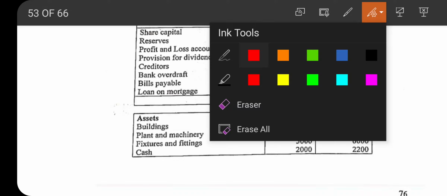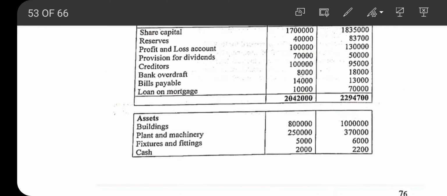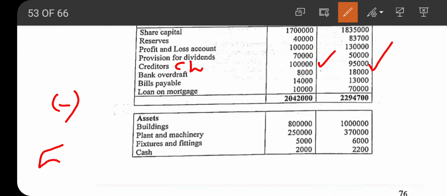So the next item under liabilities is creditors. So creditor is a current liability. Opening balance is 1 lakh, closing balance is 95,000. So since there is a decrease in the value of creditor, it will come under decrease in the liability. So you need to deduct the amount of decrease, how much has been decreased. So creditor amount has been decreased by rupees 5,000, that is 1 lakh minus 95,000.